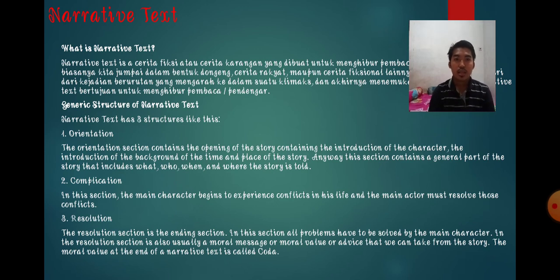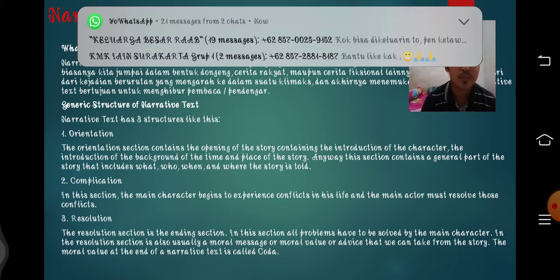Narrative text has three structures. In the first, orientation. The orientation section contains the opening of the story containing the introduction of the character, the introduction of the background of the time and place of the story. Anyway, this section contains a general part of the story that includes what, who, when, and where the story is told.